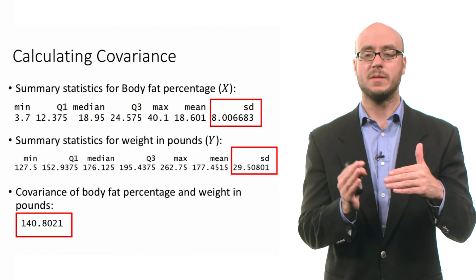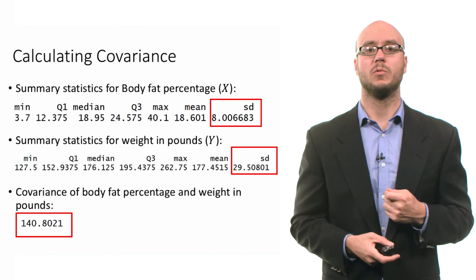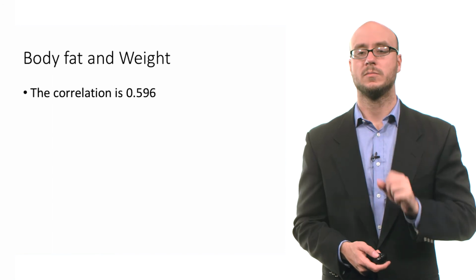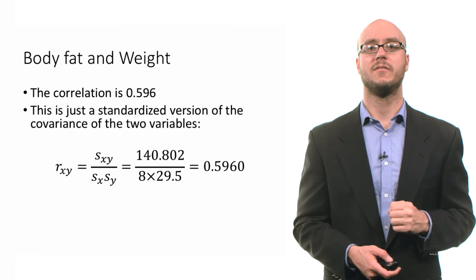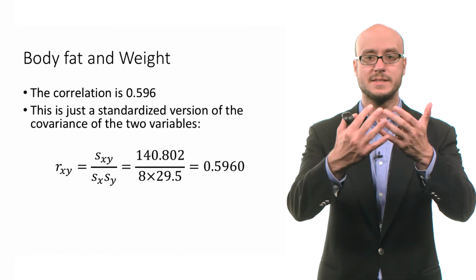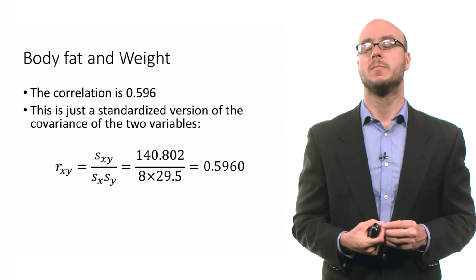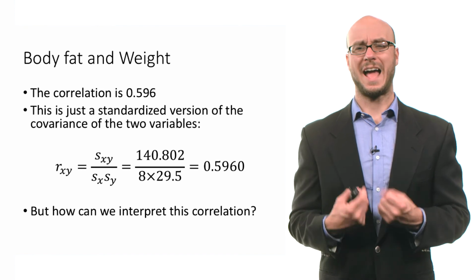And then by dividing by the standard deviations, we're going to have this bounding between -1 and +1 inclusive for correlation. So the result of these calculations is a correlation coefficient of 0.596. Again, all we're doing is we're taking the covariance, standardizing it by dividing by the product of these two standard deviations. Question is, how can we interpret this?